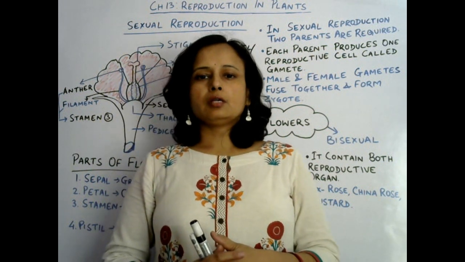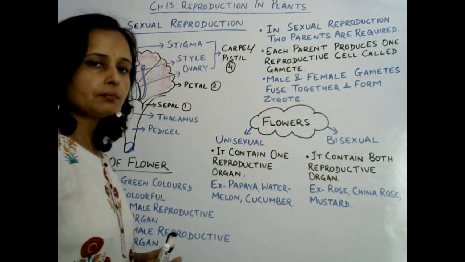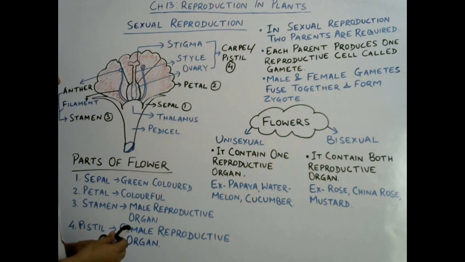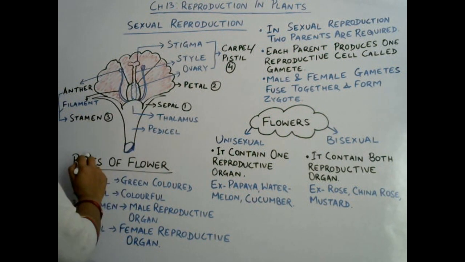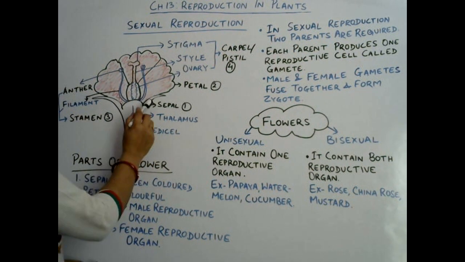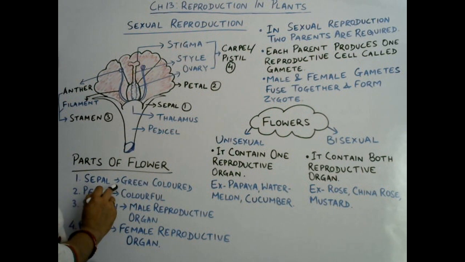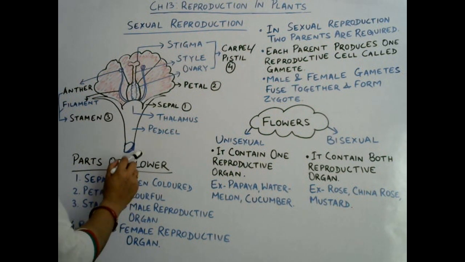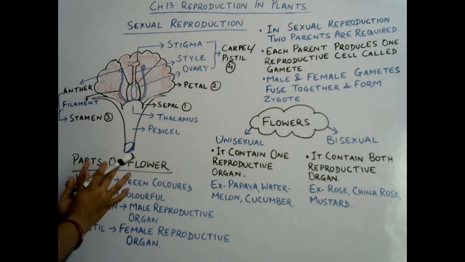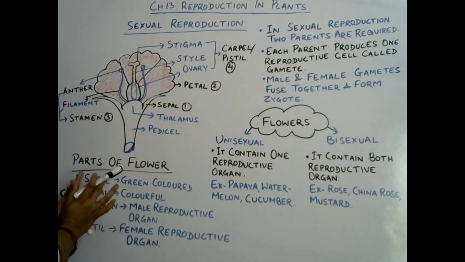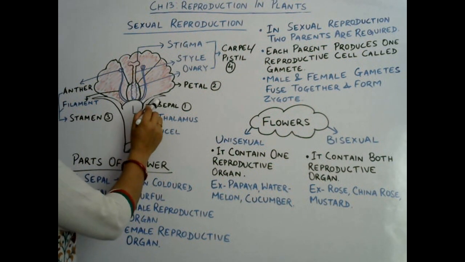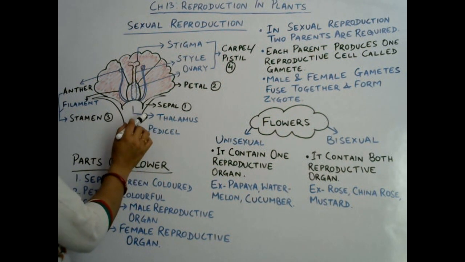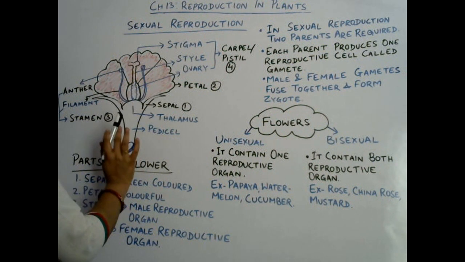Okay, now let us see the diagram of different parts of a flower. The main parts of a flower: the outermost, this green part, is called the sepal. The sepal protects the flower and holds it. All parts of the flower are held through the sepal, which is the outer protective covering of the flower.